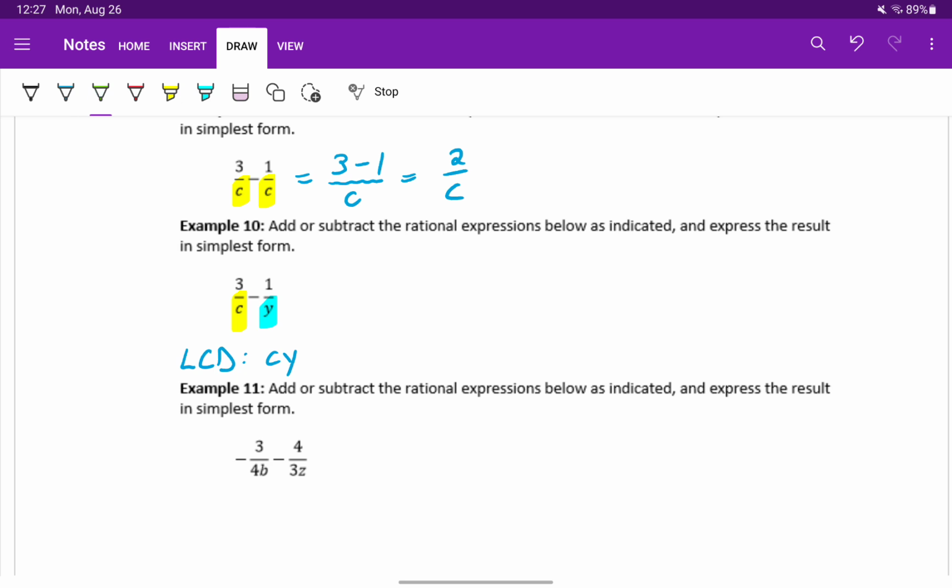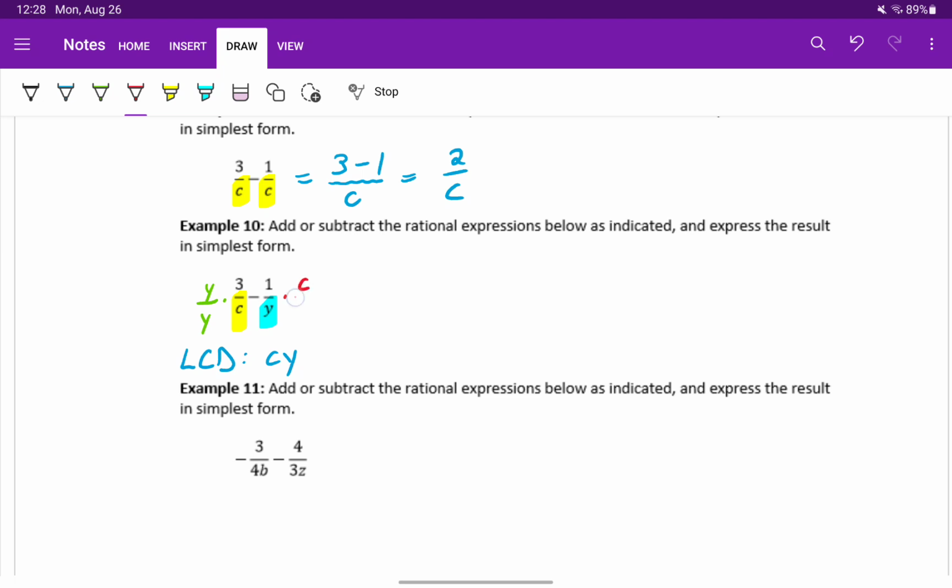And then we have to look at updating each expression. When we look at the first term, 3 over c, we have a denominator of c, but we have no y there, so we'll multiply by y over y. Doing this introduces the y in the denominator that we need to have that common denominator, and multiplying by y over y means we're just multiplying by 1. So we're not changing the value of the expression, just the way that it looks.